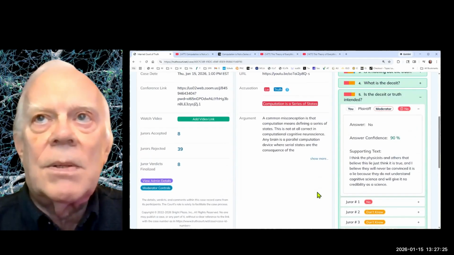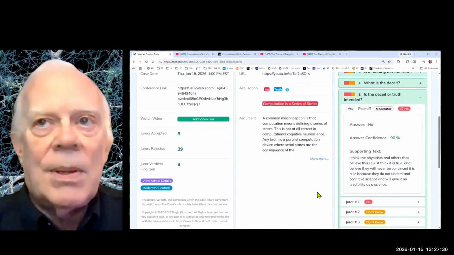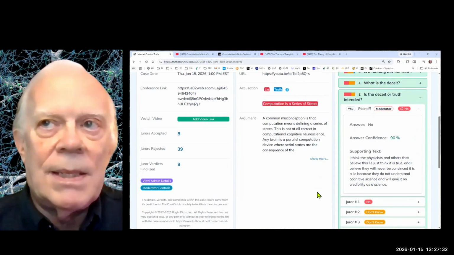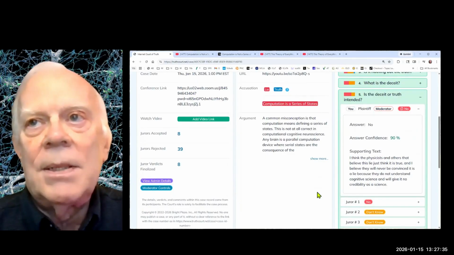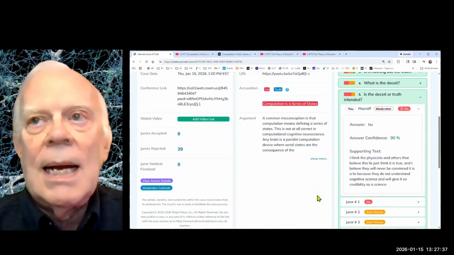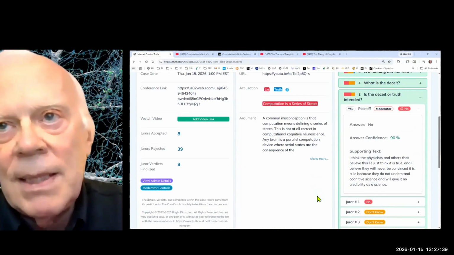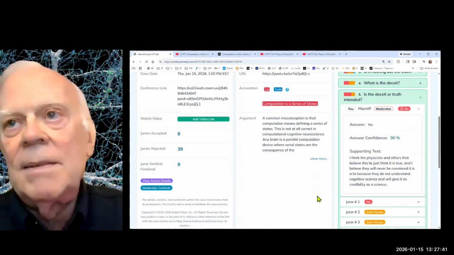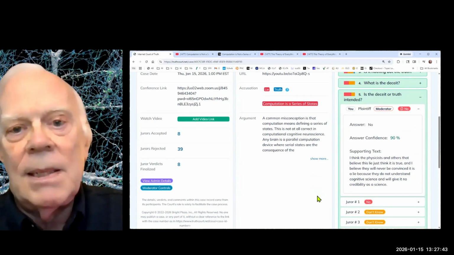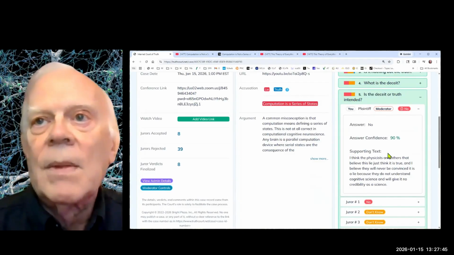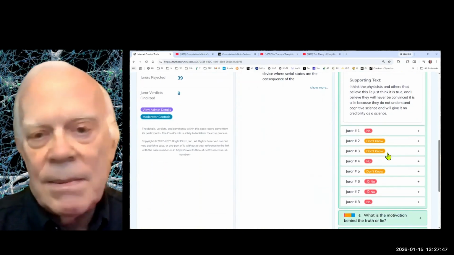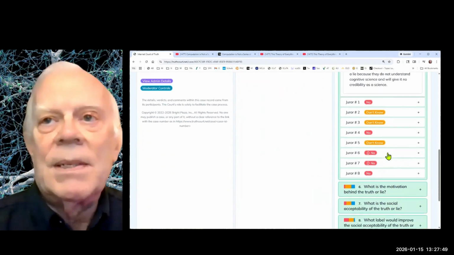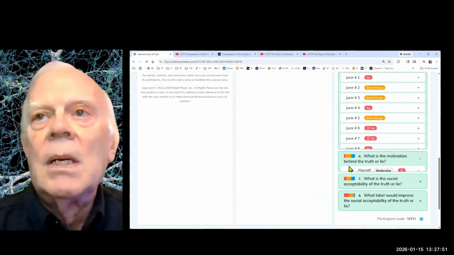Is the deceit or truth intended? I think that the physicists and others that believe this lie just think it is true. I believe they will never be convinced it's a lie because they do not understand cognitive science and will give no credibility to cognitive science as a science. They'll always think that physics is the only true science.